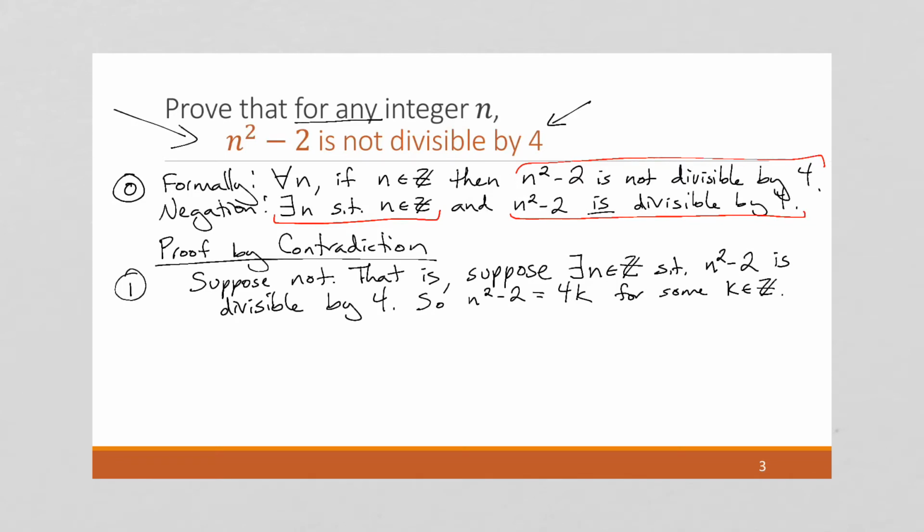This is step 1, and now we want to demonstrate a contradiction. But it may not be entirely clear what that contradiction is. I'm going to suppose this, but how do I go about showing that that leads to a contradiction? I could try to factor the left side maybe, or I could divide both sides by 4.